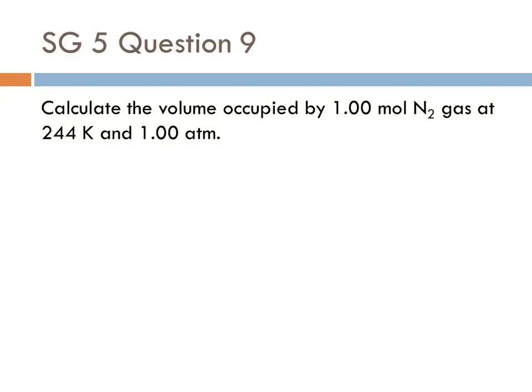Study Guide 5, question 9. Calculate the volume occupied by 1 mole of nitrogen gas at 244 Kelvin in 1 atmosphere.